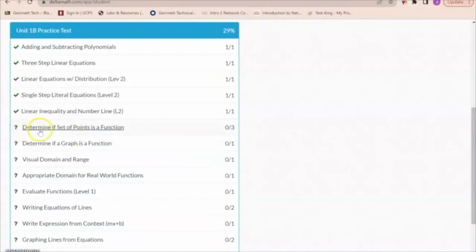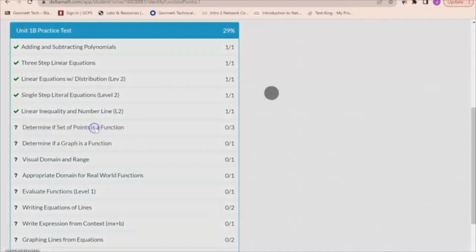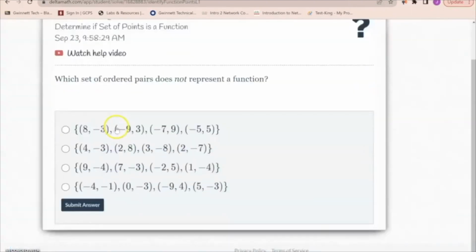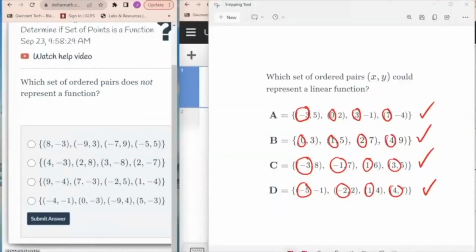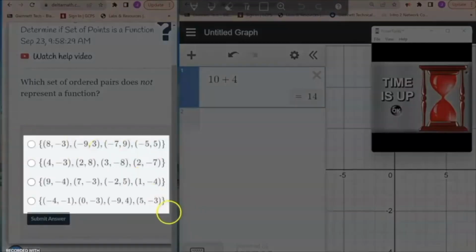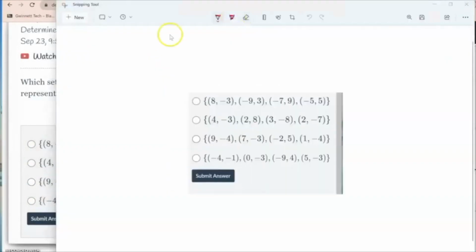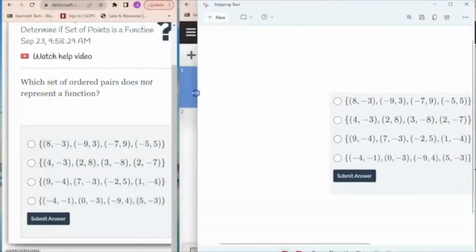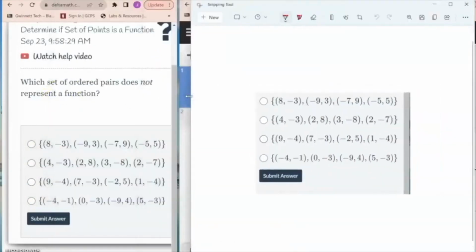All right. So I'm going to do the next one, which is determine if set of points is a function. So again, what makes a function is that x does not repeat. Be careful, because you do have to read the question. Sometimes it's if it's not a function. So what does this question say? Not a function. So I'm just going to find all the ones that are functions.